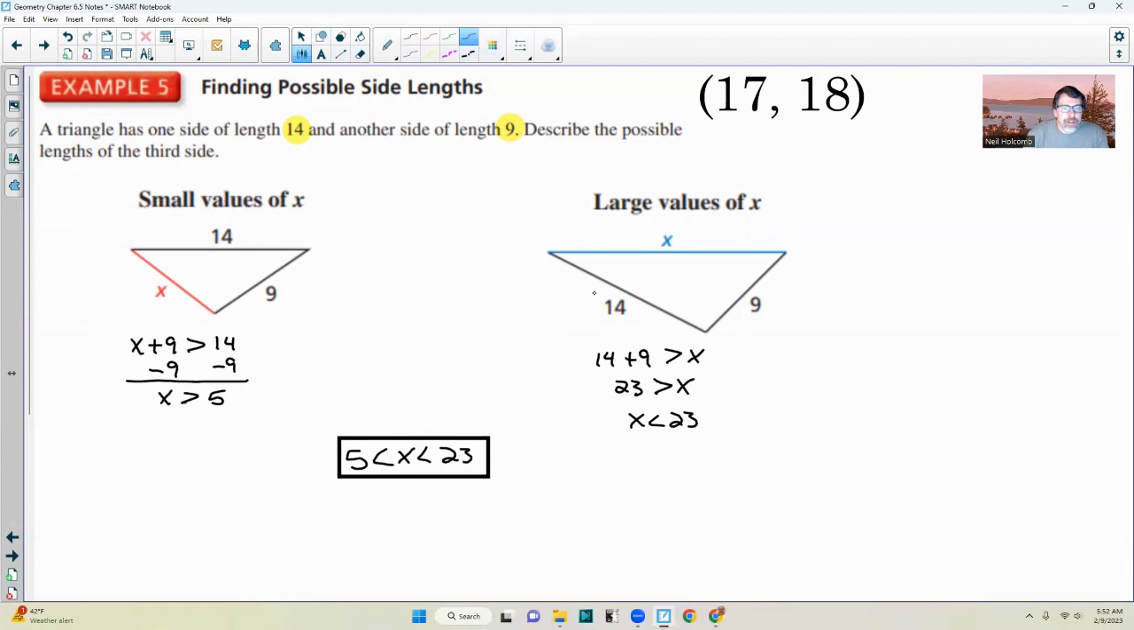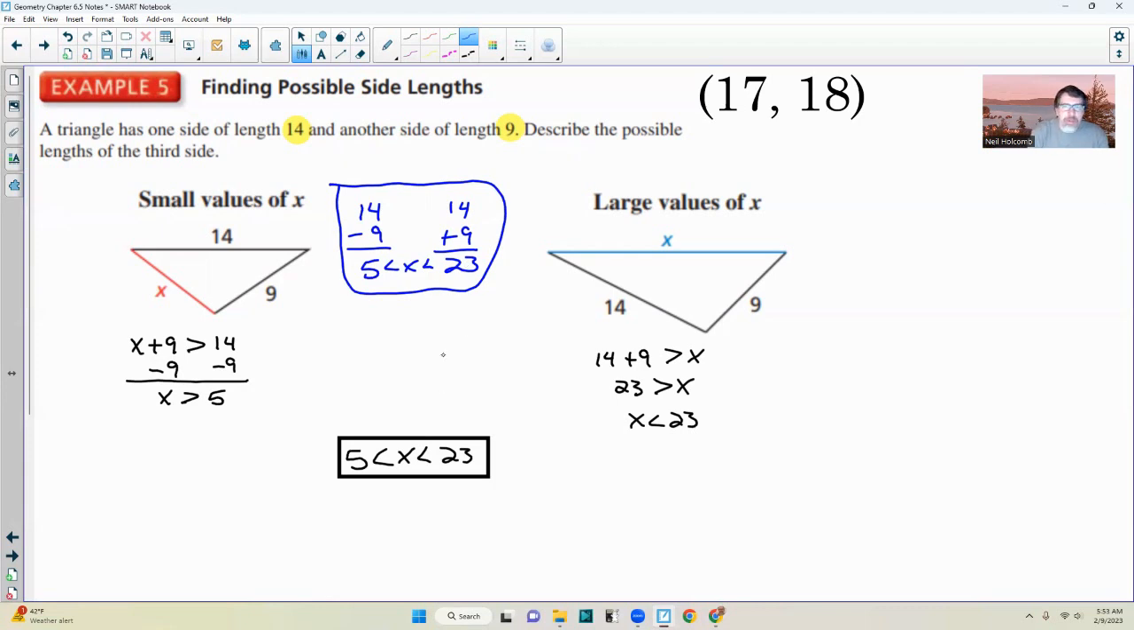The easier way to show this when you're asked to do this is to simply go 14 minus 9, 14 plus 9. The two values you get are your minimum and maximum. So 14 minus 9 is 5, 14 plus 9 is 23. And you know x is between those. That's the easiest way to do it, and that's how I usually have my students do it. Always do the minus on the left and plus on the right, because you want the larger side on the right when you do your inequality.